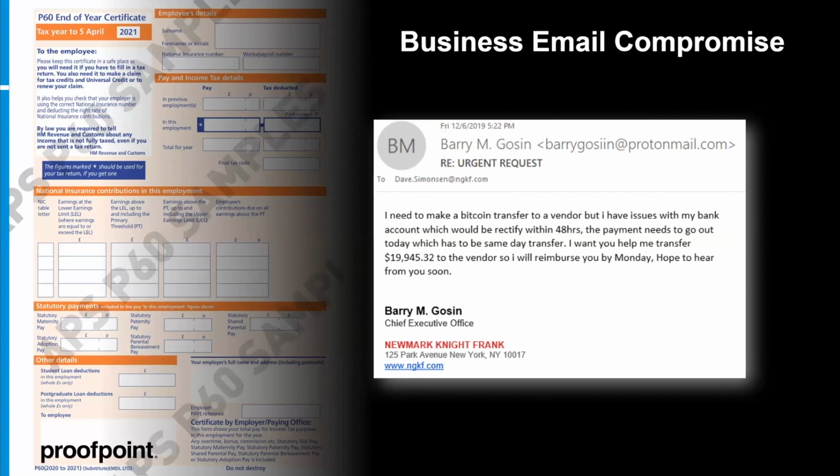And so, same thing here. It's like Proton Mail. It's probably should be a clue that something's not right. But in this particular case, they're asking to make a Bitcoin transfer to a vendor, but within 48 hours. So very, very frequently, you'll see things like, I'm in a meeting right now and I can't do this. I need you to do it as quickly as possible.